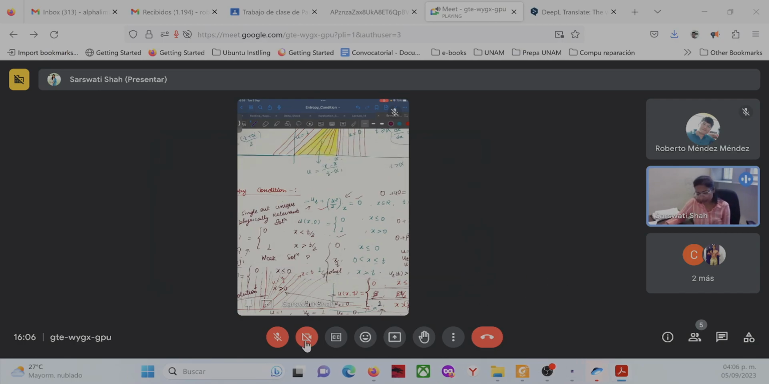So please solve that, and we are going to complete this entropy condition tomorrow, and we will talk about the Hamilton-Jacobi equation and Eikonal equation. So that is the end of this topic. That is the end of this unit.